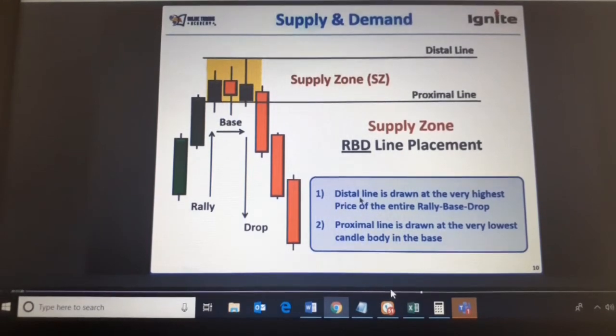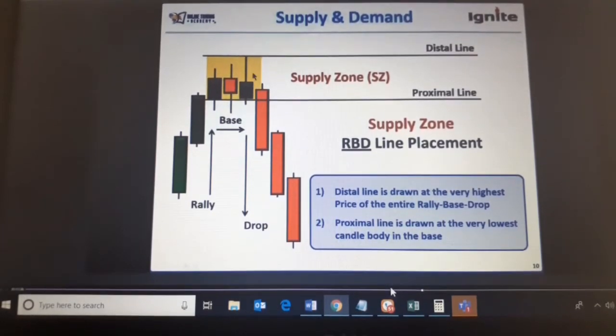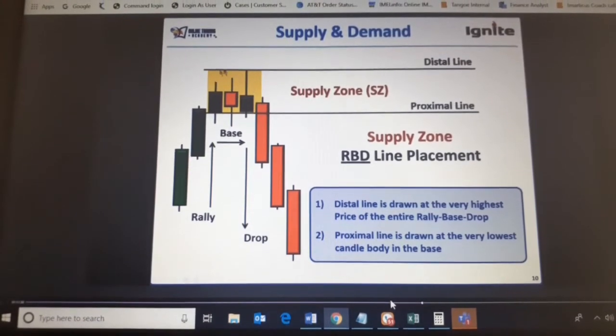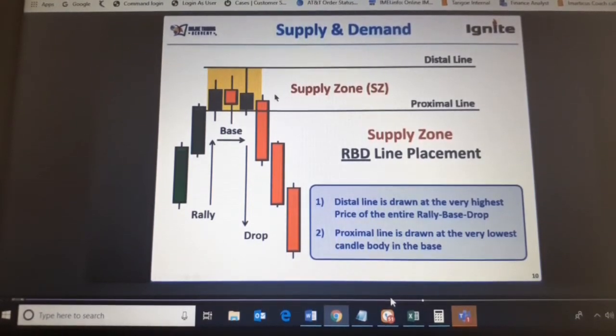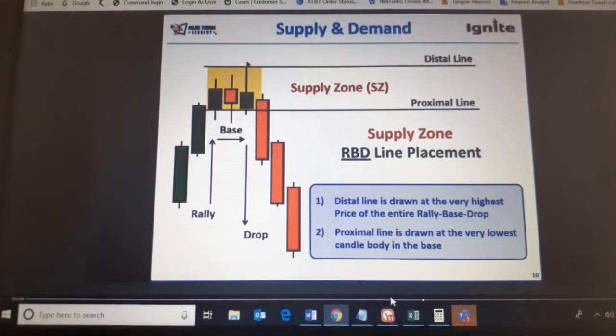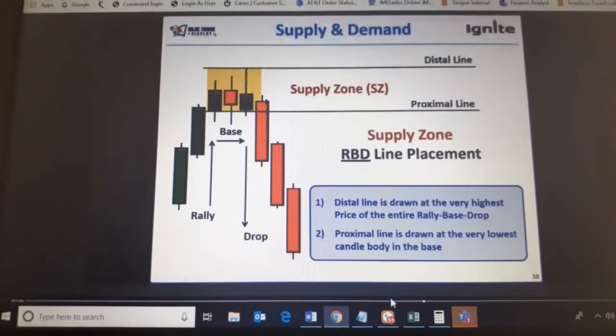And what does this say? Distal line is drawn at the very highest price of the entire rally base drop. So which is the highest price in this entire rally base drop? The third one. So that's why the distal line has come at the third one. Now if the leg in wick would have been higher than this base wick, then the distal line would have come at the leg in wick. If the leg out wick was higher than the base wick, then it would have come over the leg out wick.